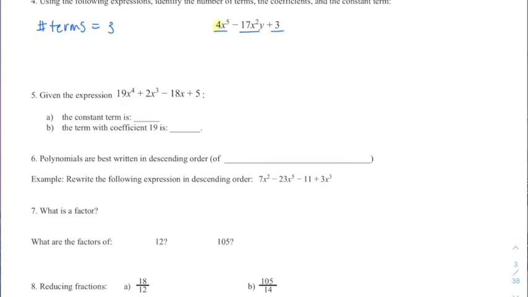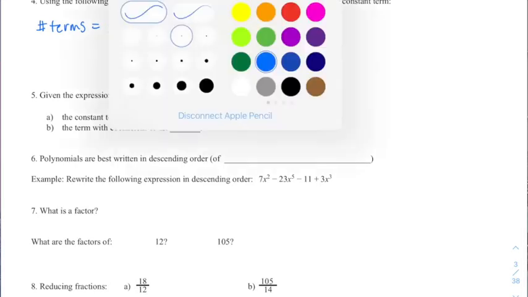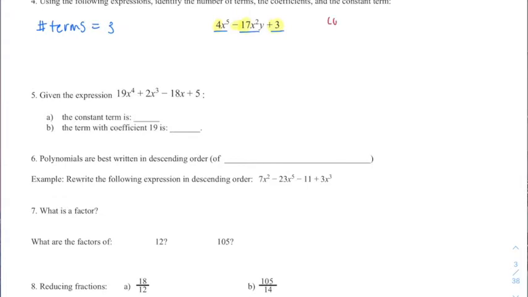Okay, so I actually have 3 coefficients here, and if you've looked closely, I've actually done something wrong. Okay, the sign always goes with the coefficients. So in this case, we're going to write down that the coefficients here, okay, so the coefficient of x to the 5 is 4. The coefficient of x squared y is negative 17. Oh, and I made a mistake.